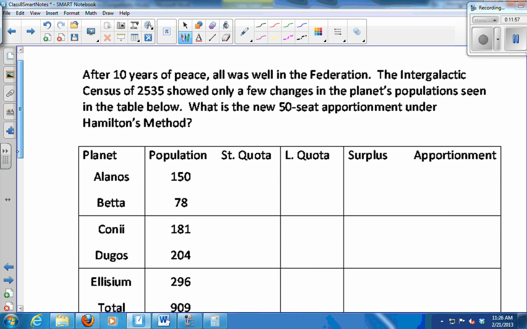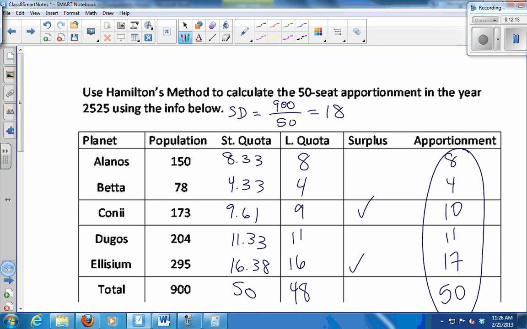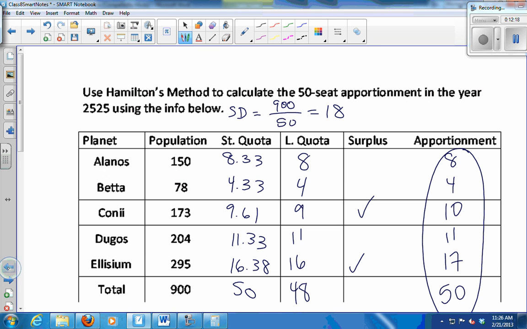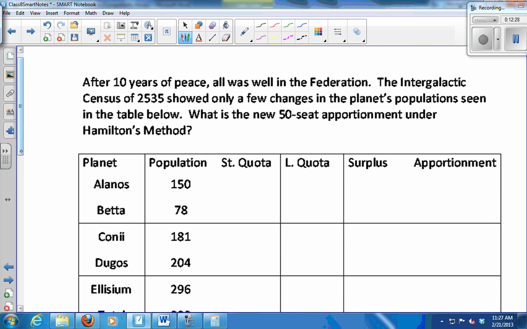Okay, so 10 years of peace pass, all is well. But then we take a census in 2535. There's some minor changes in population size. So the total population has grown a little bit, and Pony grew a little bit, to 204, 295. LCM grew a little bit. So everyone's grown a little, or stayed the same. Okay, so reapportion the 50 seats based on this new census data.